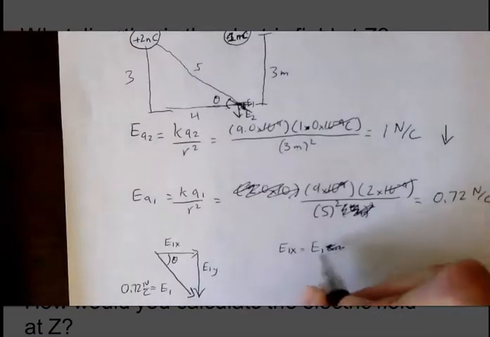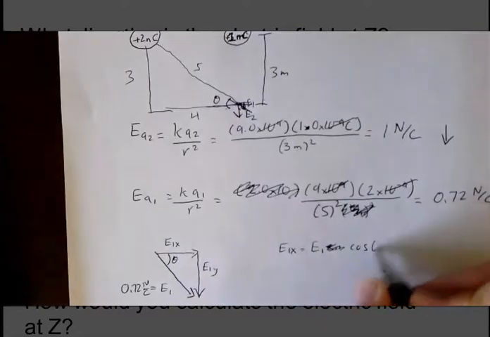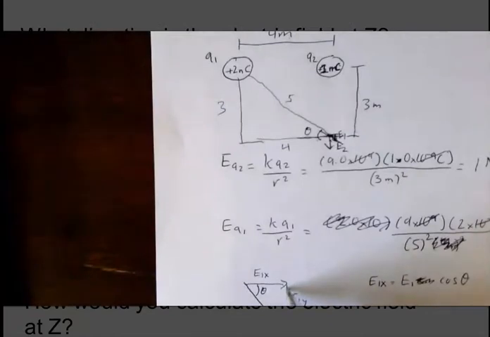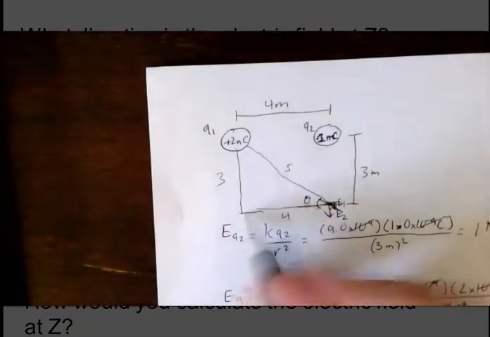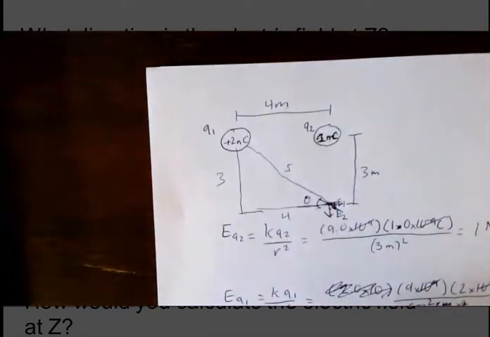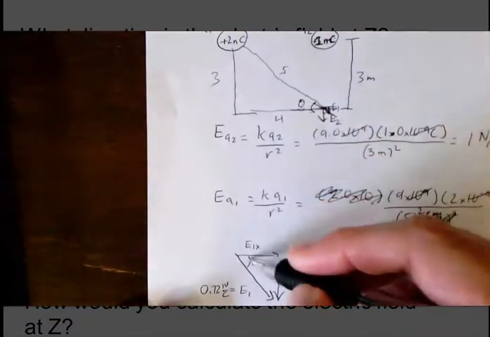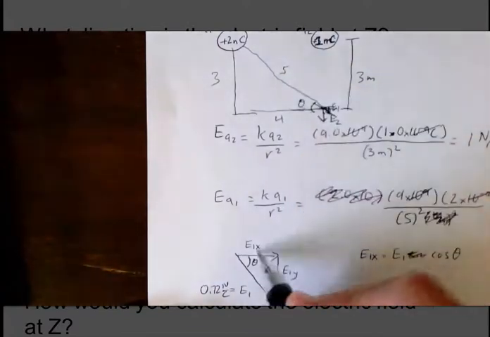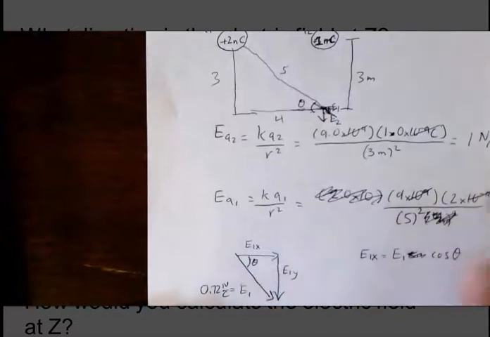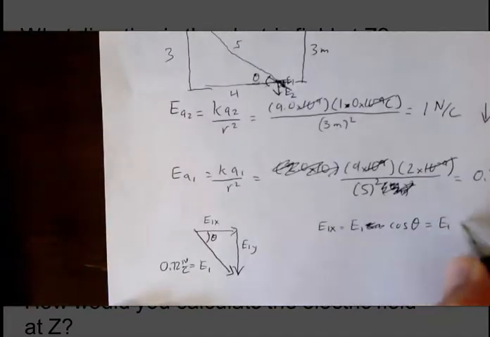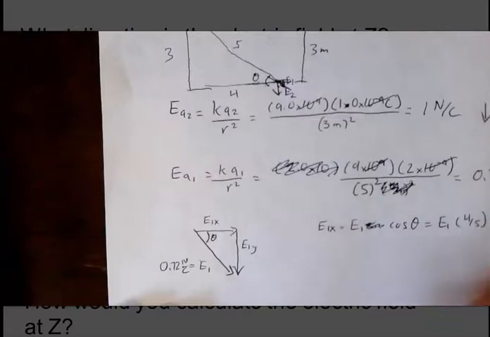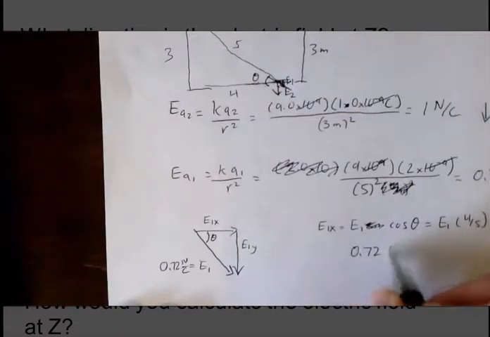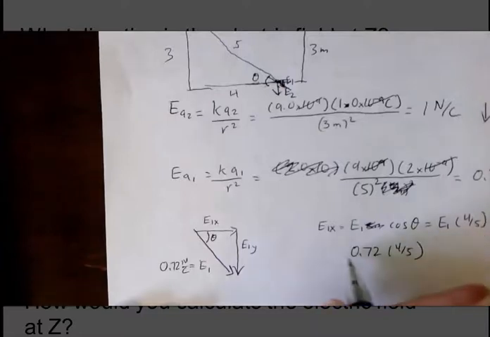But here's what we really want. I want E1 times the cosine of that angle. And the cosine of this angle, if you look at it, this is the 4, this is the 5. So the cosine of this angle is the same as the cosine of this angle here. These angles are the same. And the cosine of theta is 4/5. So if I want this, this is 4 and this is 5. So it's E1 times 4/5. So I'm just going to take 0.72 times 4/5. That is E1x.